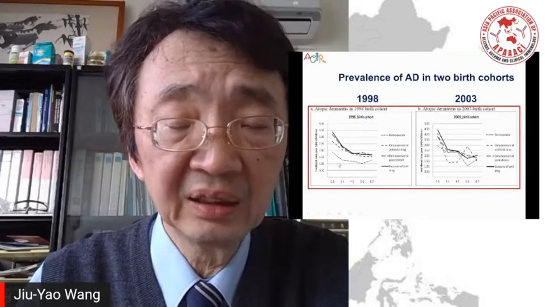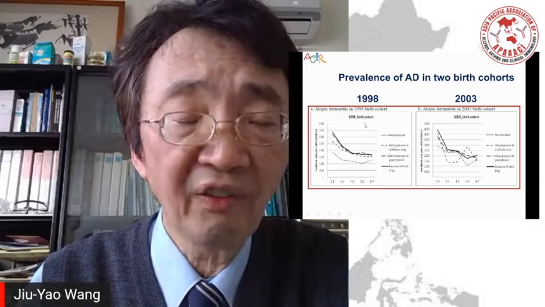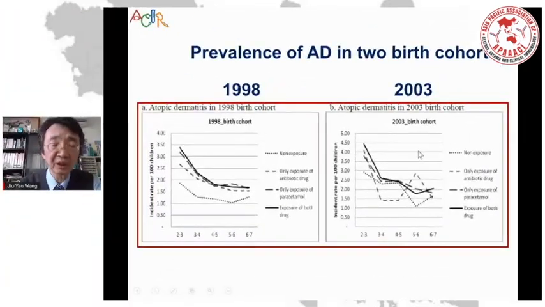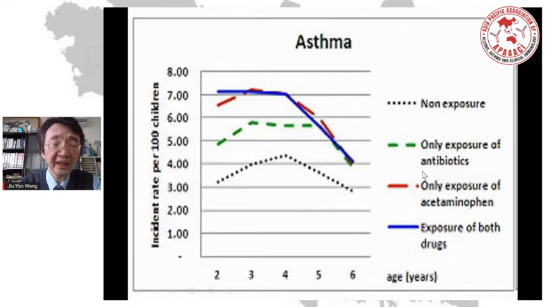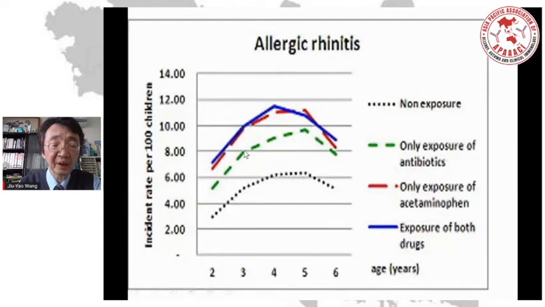And it's not only one cohort for 5 years. You can see the second cohort starting from 2003, you can see the increased trend for atopic dermatitis after using antibiotics before 1 year of age also. And for the other allergy disease like asthma, you can see asthma will increase about 50% after exposure to antibiotics, the green dash line, compared to the dark line. And if they also add on acetaminophen, the incidence of asthma also increases, and the peak becomes 3 to 4 years of age. And allergic rhinitis also has the same trend.